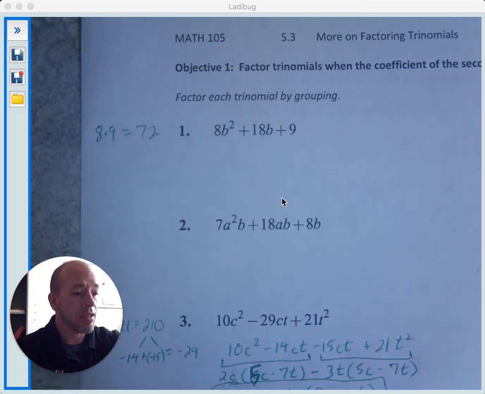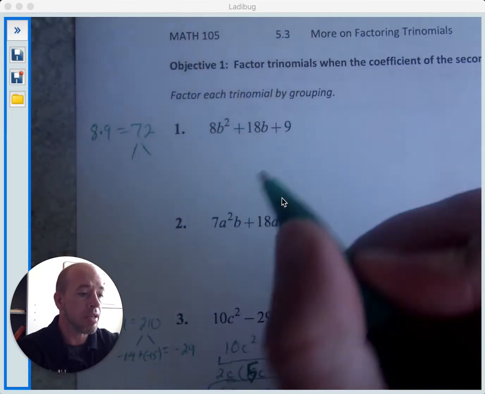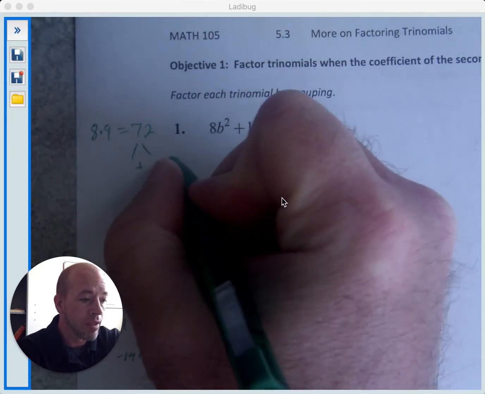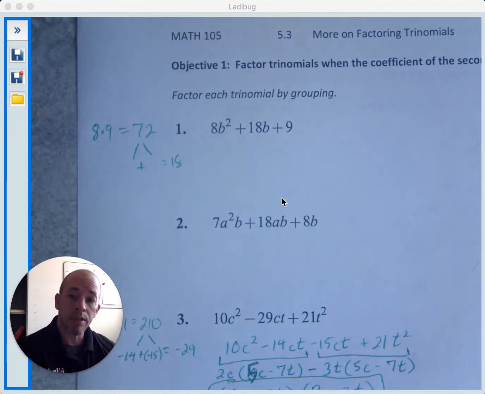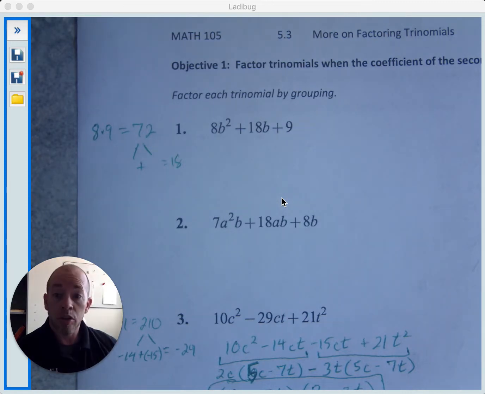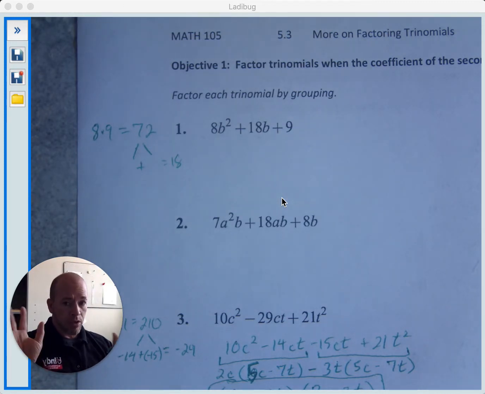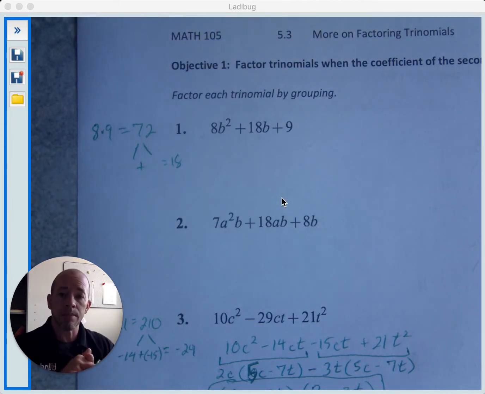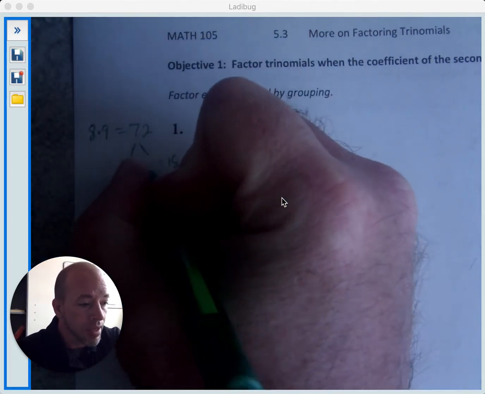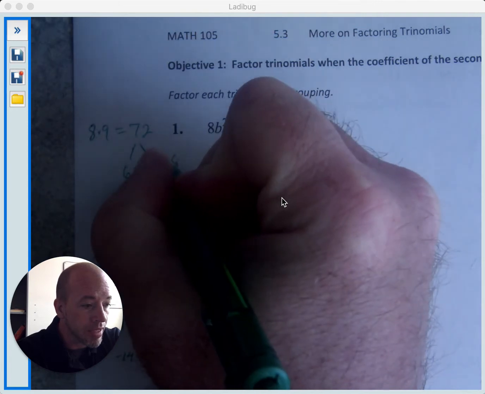So factors of 72 that will add up to 18. Let's see if we can find some. Factors of 72, there's 1 and 72, there's 2 and 36, there's 3 and something, there's 4, I don't know. You can look at all of them. I've done this beforehand, so I've looked at all of them. But sometimes you can figure them out quickly. Sometimes it takes a little while going through all of them. But the 6 goes into 72 12 times. And 6 and 12 happen to add up to 18.